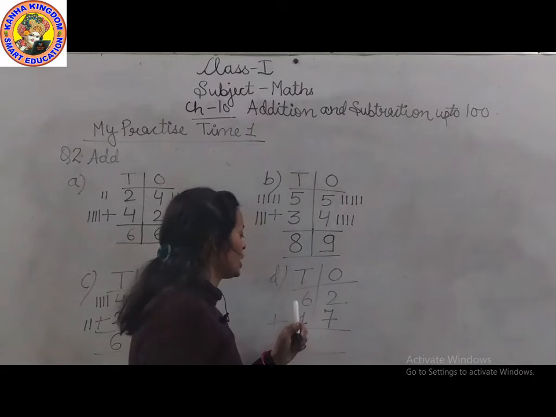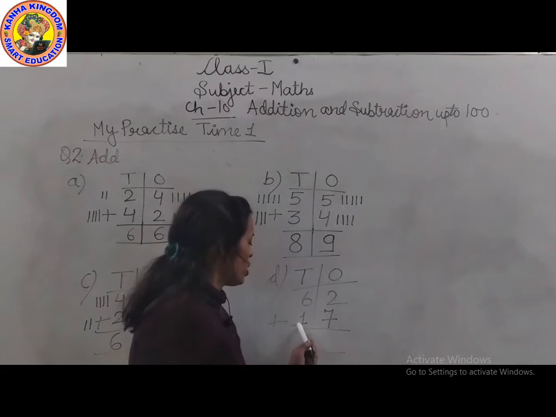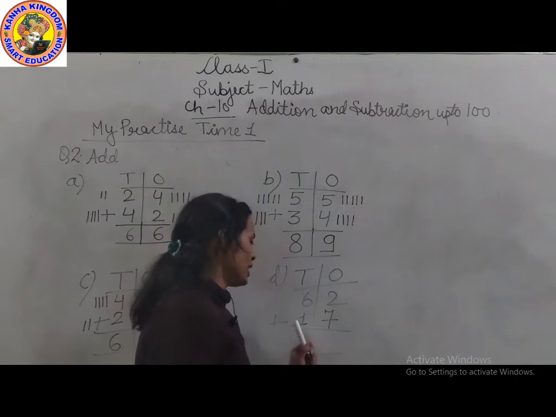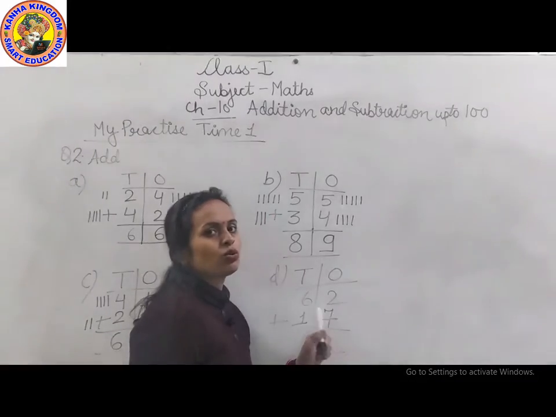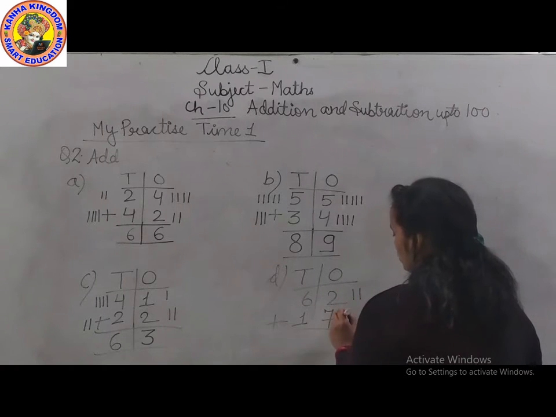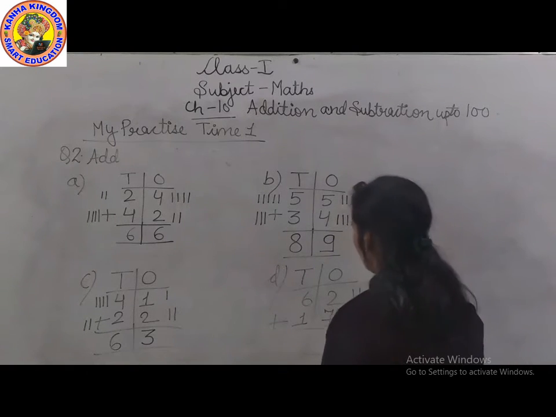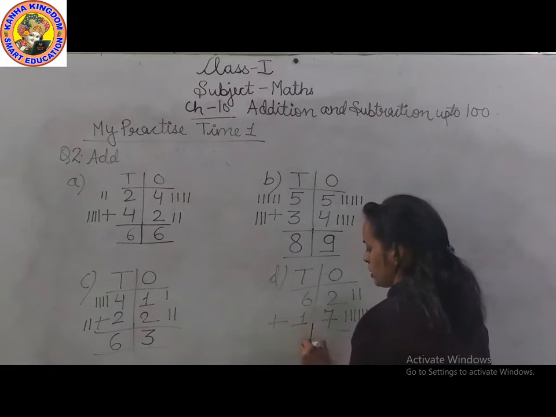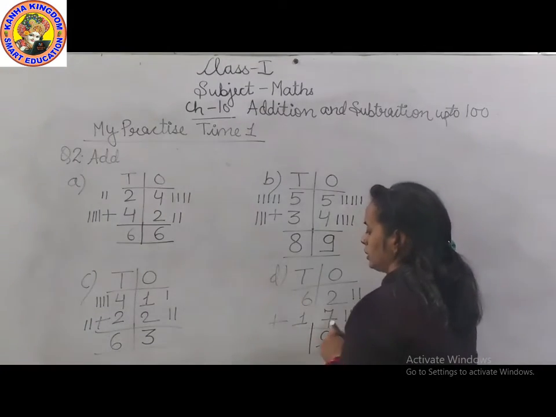Now question number D. 6 tens, 2 ones plus 1 ten, 7 ones means 62 plus 17. Counting 1, 2, then 1, 2, 3, 4, 5, 6, 7. Okay? 1, 2, 3, 4, 5, 6, 7, 8, 9. So 2 plus 7, 9.